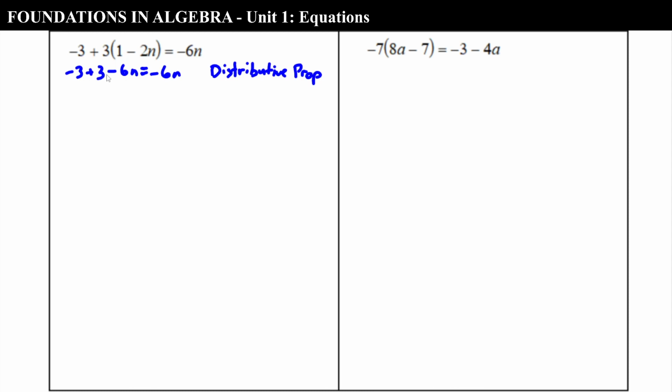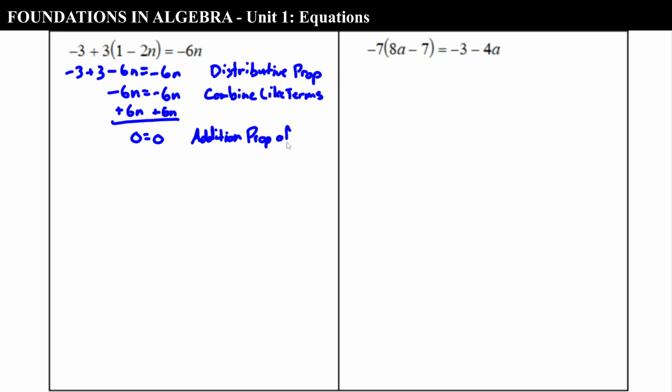Now, the next thing we're going to do is combine this negative 3 and positive 3, which is going to give us 0. So we combined like terms. Then we can add 6n to each side. And that's going to give us 0 equals 0. And to get this, we used the addition property of equality. Okay? And of course, getting 0 equals 0, we know that there are infinite solutions. That's what we learned in the last section, because we have a true statement.